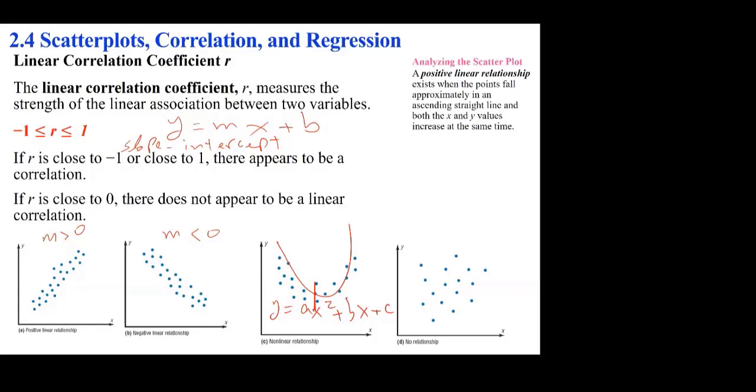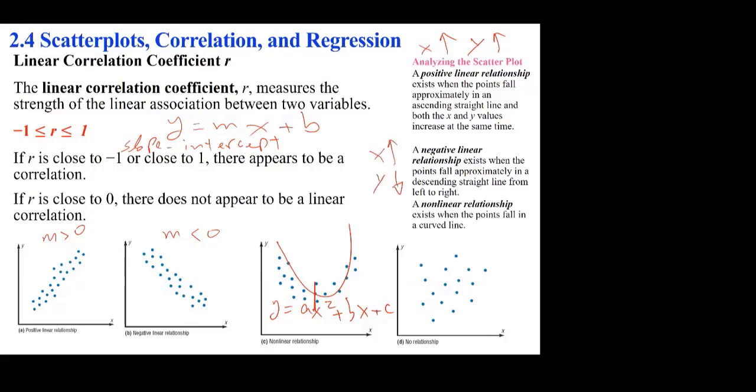Could somebody read that one for us, please? Positive linear relationship exists when the points fall approximately in an ascending straight line and both the x and y values increase at the same time. Thank you. Which simply put means when x goes up, y goes up. Could somebody read this one for us, please? A negative linear relationship exists when the points fall approximately in a descending straight line from left to right. Thanks. That means when x goes up, y goes down.